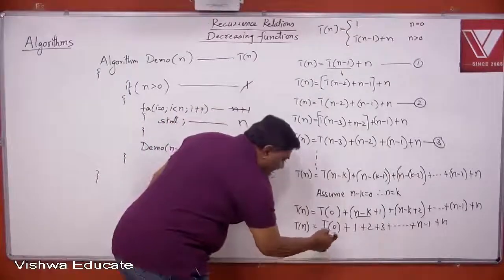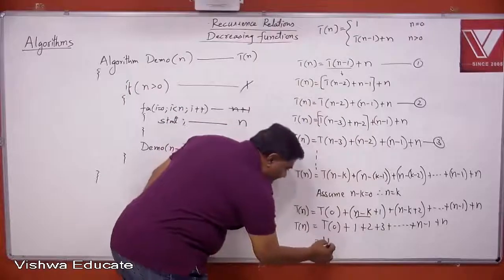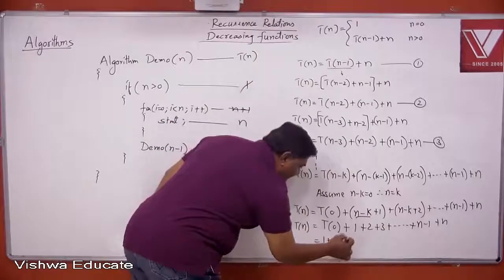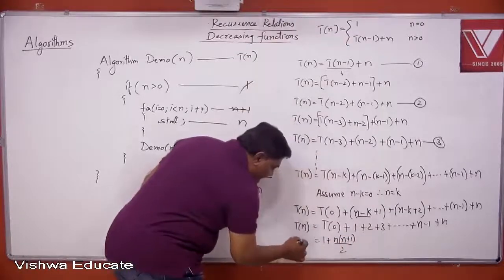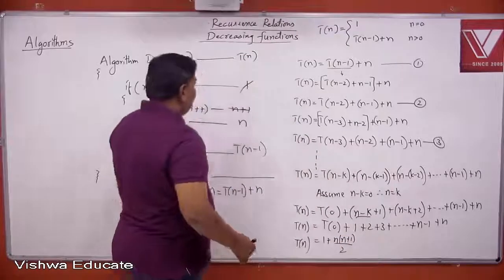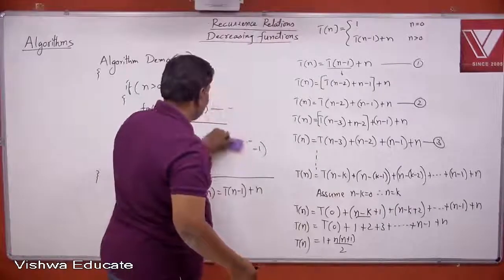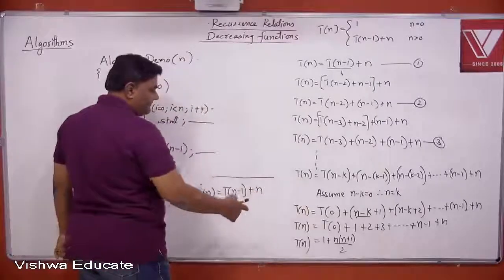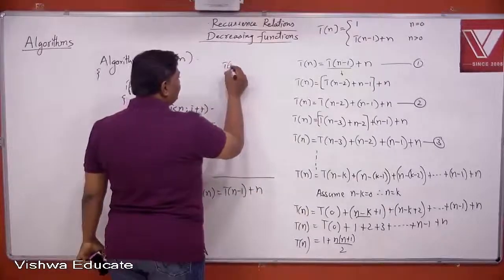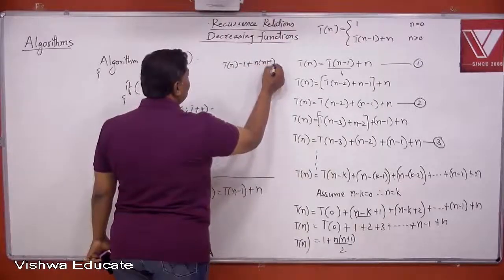Then T0 is how much? T0 is 1. So this is 1 plus n into n plus 1 by 2. This is Tn. So let me write somewhere here. There is no space. We got Tn is equal to 1 plus n into n plus 1 by 2.